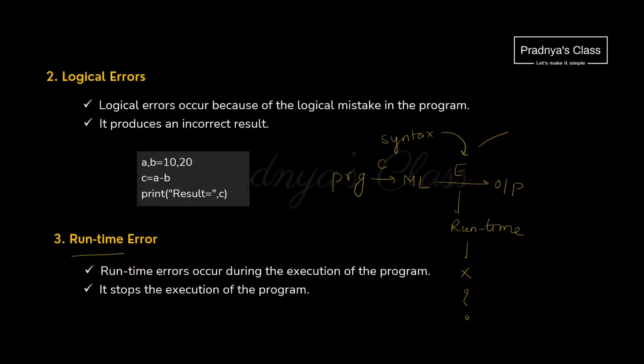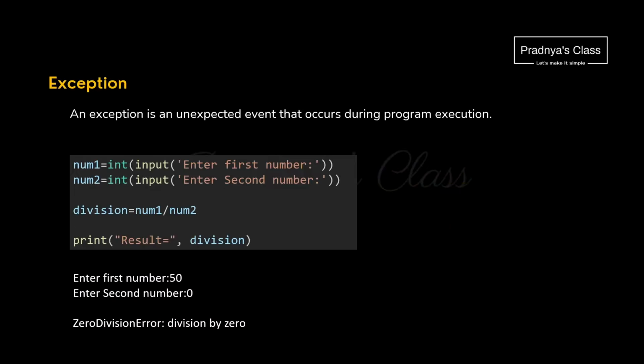So what's the solution? The programmer has to take care. Another name for the runtime error is exception. We will study this exception handling in detail in class 12. But let's take a short tour of it. So we understood what an exception is. It's a runtime error. At the time of execution, you will get it. It's an unexpected event, right?